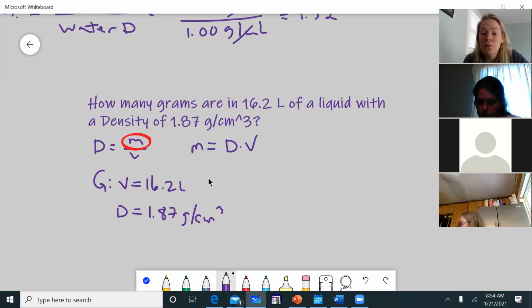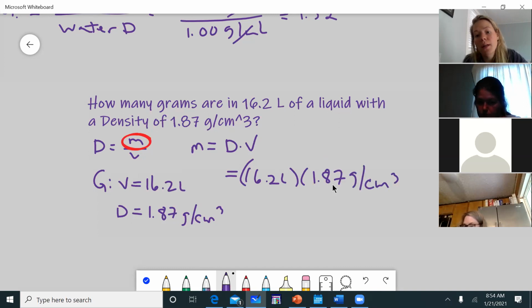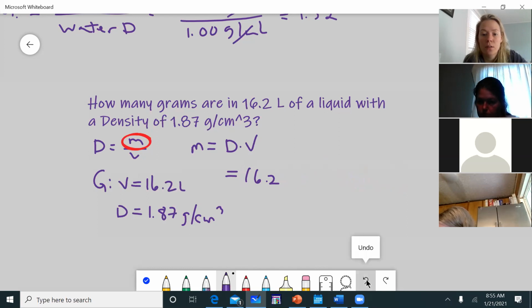This is a good reason to put your units, because if I take 16.2 liters and multiply it by 1.87 grams per centimeter cubed, what I notice is my units aren't canceling. This is a liter and this is a centimeter cubed. I can't cancel them to get my unit of gram. So I know I've got to make sure first that I'm converting. That's why I always carry over the units.